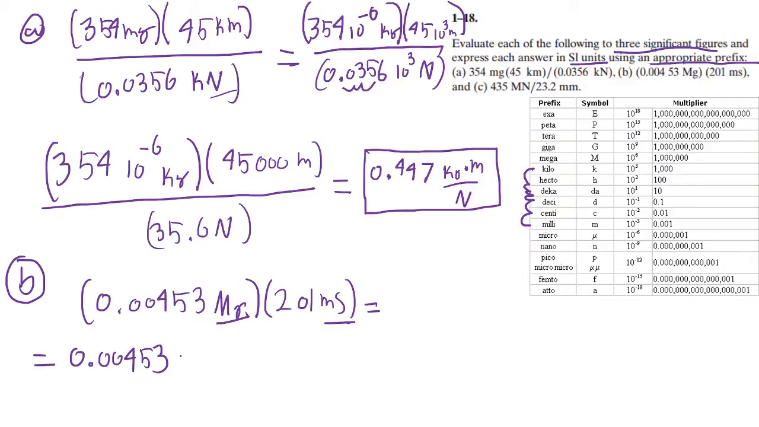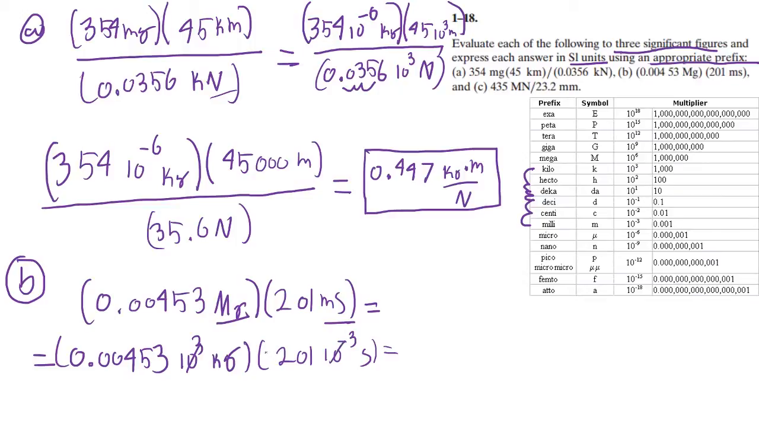0.00453 times 10 to the third kilograms. Smaller unit, larger number. Moves by 10 to the third. And that's going to be multiplied by 201, and the milli is 10 to the negative third seconds. Once again, larger unit, smaller number. And as you can already see, this is going to be awesome. These are going to cancel with each other, and it's going to be a happy day.